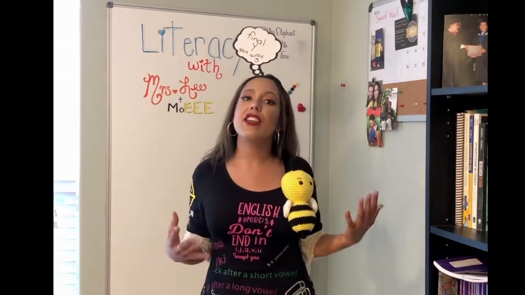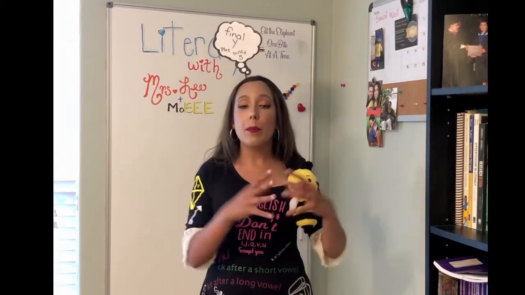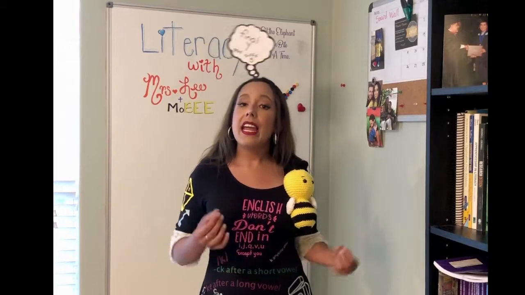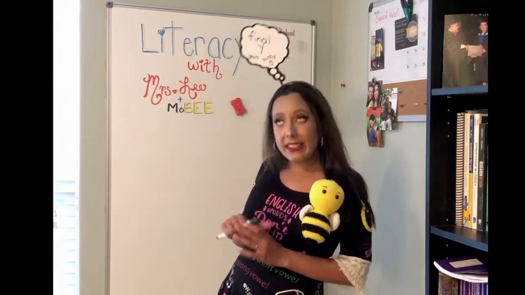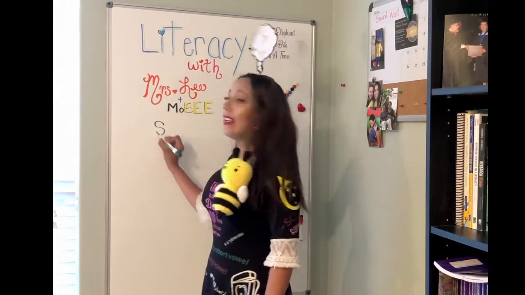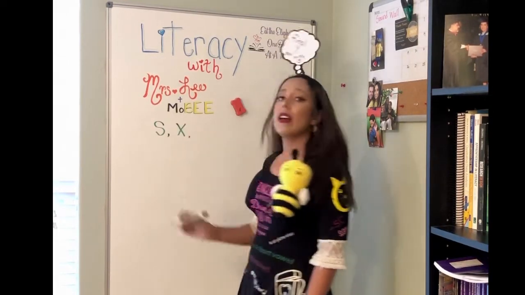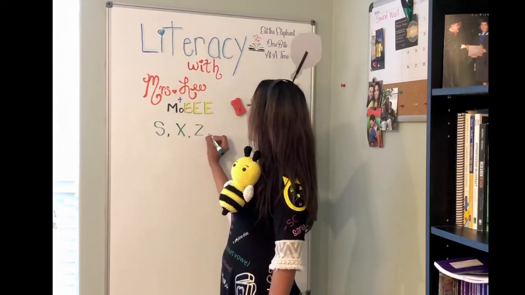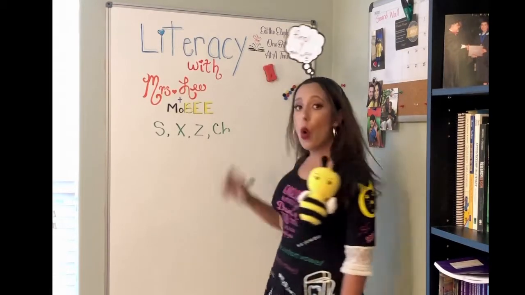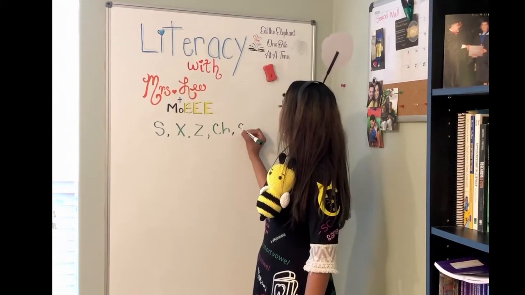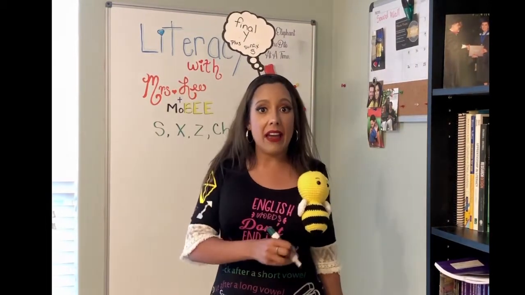Today's lesson is a continuation of last week's lesson, where we learned about the suffix ES, the plural, meaning more than one. We learned last week that if words end with an S, an X, a Z, a CH, or an SH, to make it plural, all we do is add ES.